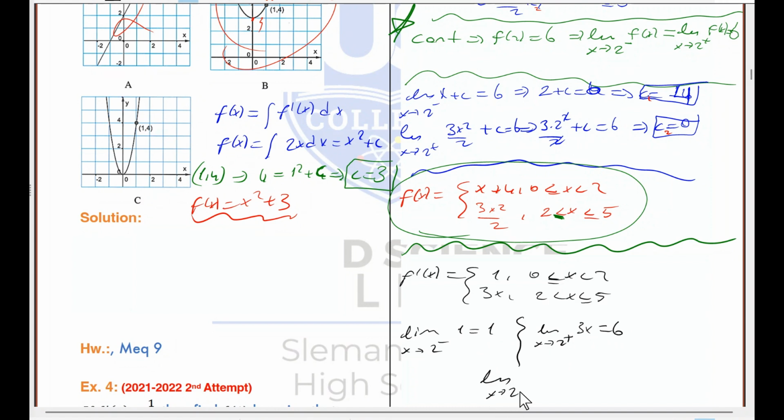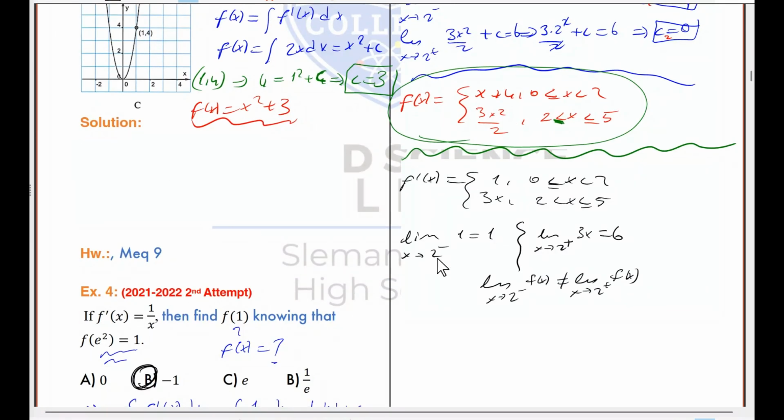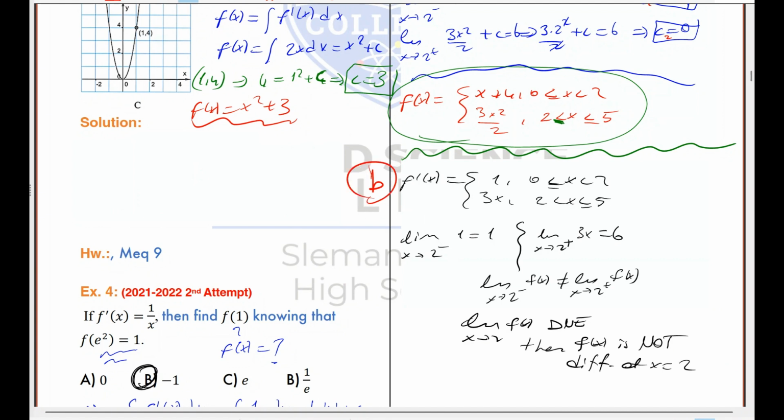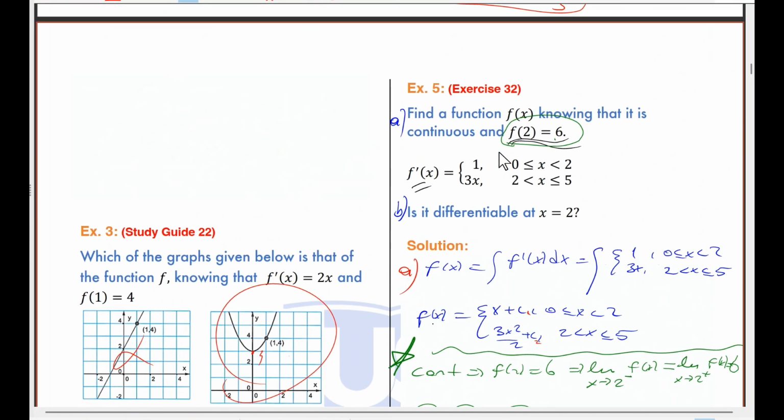Limit as x approaches 2 from the left is not the same as limit as x approaches 2 from the right. So we say the limit does not exist at 2, then f of x is not differentiable at x equals 2. Answer to the second part. All right. This was such a nice question. It involves a lot of things at once.